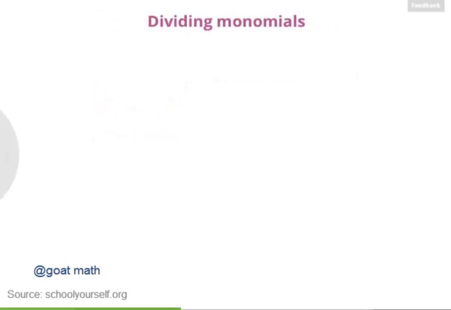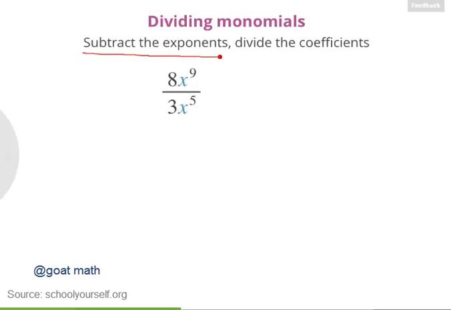So whenever you're dividing monomials with the same variable, like 8x to the 9th divided by 3x to the 5th, you can subtract the exponents and divide the coefficients. So for this example, x to the 9th divided by x to the 5th equals x to the 4th. And 8 divided by 3, well, we can just leave that as the fraction 8/3. So here's the simplified quotient.